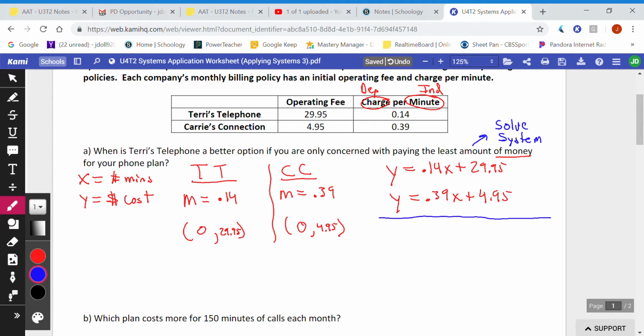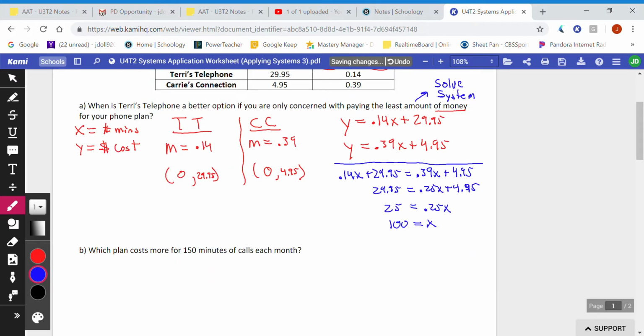So if I solve this system here, I'm going to end up with 0.14x plus 29.95 equals 0.39x plus 4.95. Subtract to get my x's on the same side. That will give me 0.25, right? If I subtract 0.14, subtract the constant 4.95 on both sides, and then divide both sides by 0.25, I will get x equals 100. So that's telling me that at 100 minutes, because that's minutes, the plans will be exactly the same.